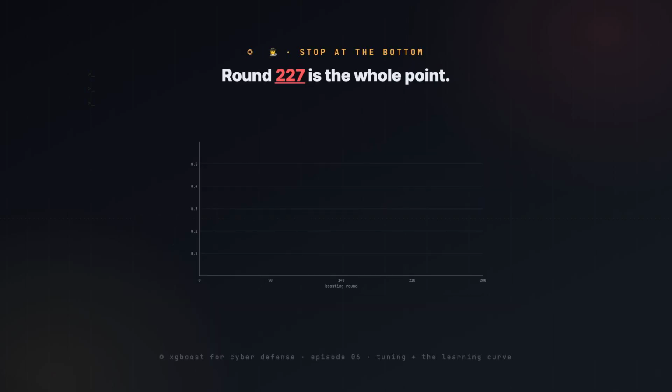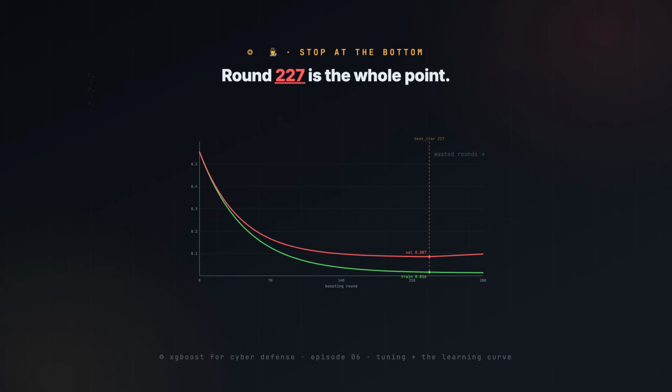Now the misconception that wastes the most compute. More boosting rounds is always safer. Train 1,000 and you can't lose. You can, and the validation curve shows you exactly where. With eval_set watching the held-out flows, XGBoost tracks val log loss every round. It bottoms at round 227, then climbs. Every round after 227 is the model memorizing harder and generalizing worse.